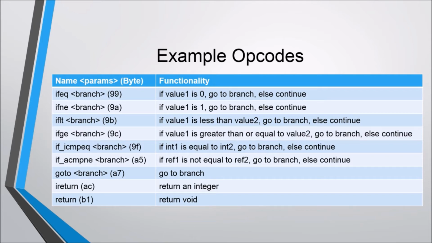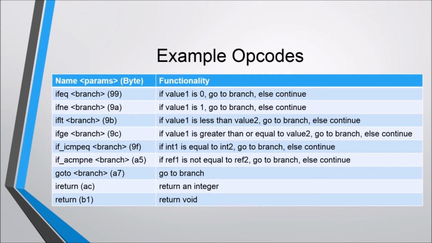If LT, we'll check if the value in position 1 is less than the value in position 2. If GE will check if the value in position 1 is greater than or equal to the value in position 2. I should also point out that in each of these, if it's comparing values, then it will remove those values from the stack.